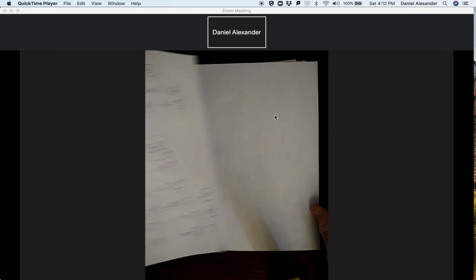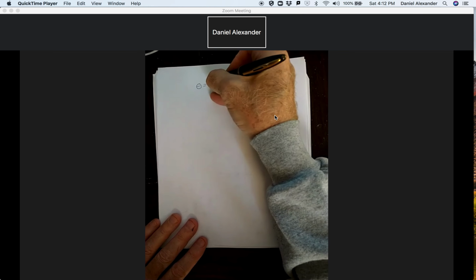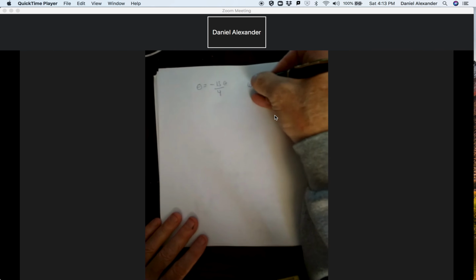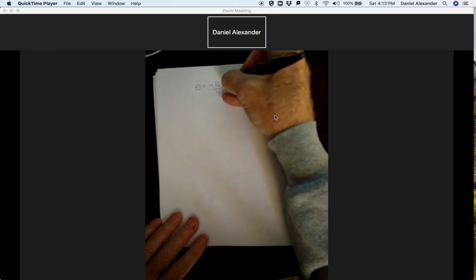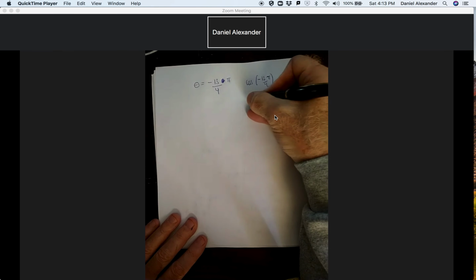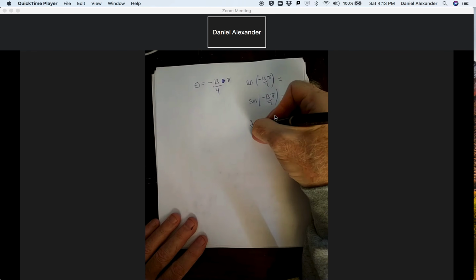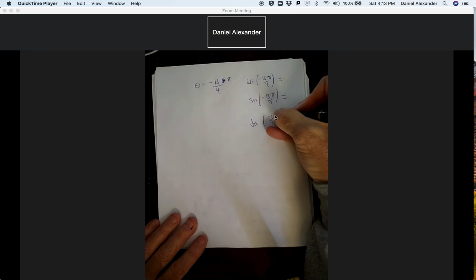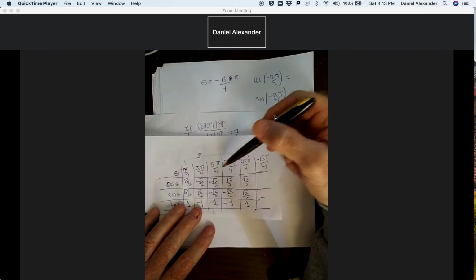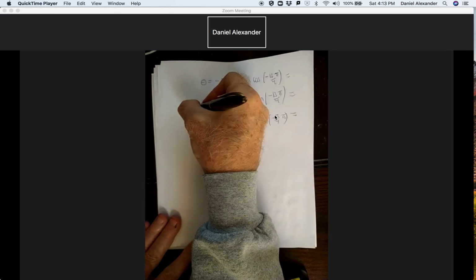But I'll talk about that in a second. So here's the last one. We want to do the theta is going to be equal to minus 13 pi over 4. And you want to find the cosine of minus 13 pi over 4. And I'm going to go back and look at the chart. It's going to be the same as one of these angles here. We don't know which one yet. So let's see. Okay.